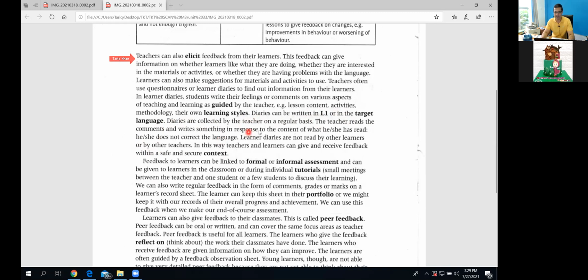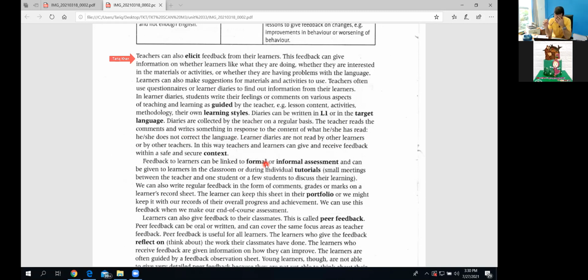Diaries are collected by the teacher on a regular basis. The teacher reads the comments and writes something in response to the content of what he has read. Now, diaries are of two kinds. One diary is the teacher's diary, one diary is from the student. The student one is where they express themselves about the different things the teacher is doing in the lesson, the method of teaching of the teacher, the material which is used there, the supplementary material which is used there, the activities which are done there. So all that the student can give feedback on.